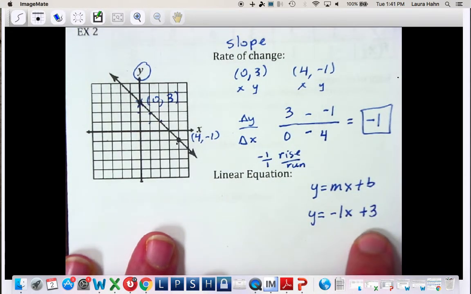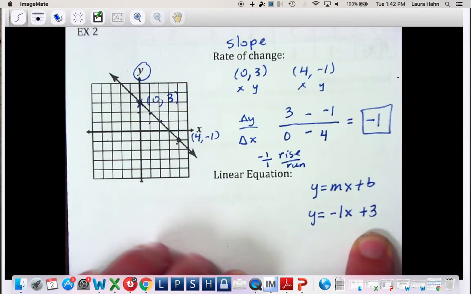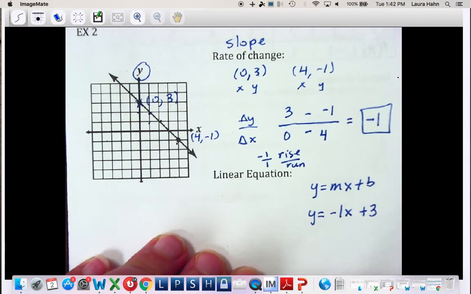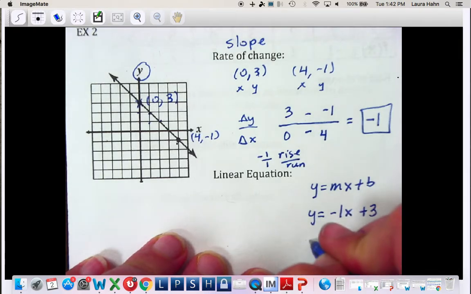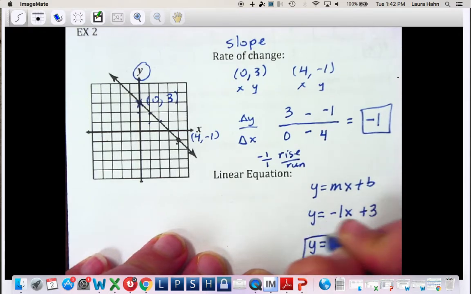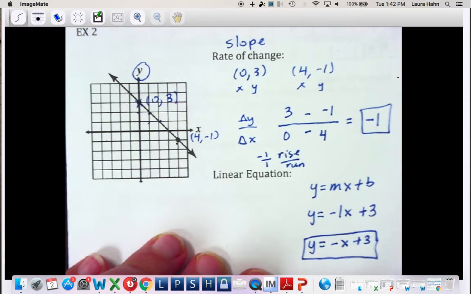There's nothing wrong with this answer, but it's not exactly proper, and I will never see my answer written this way in a multiple choice. The way I would see it is y equals -x plus 3. It's unnecessary to have that 1. It's not that it's wrong, it's just you won't see an answer choice written that way.